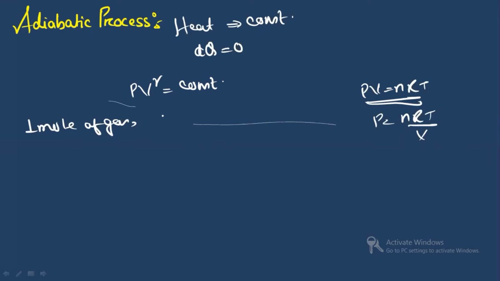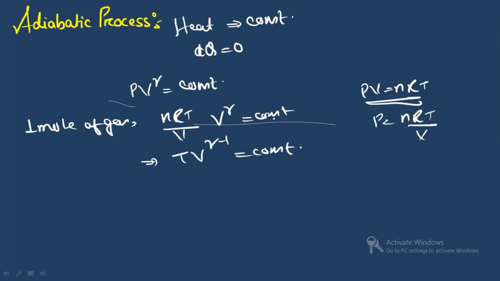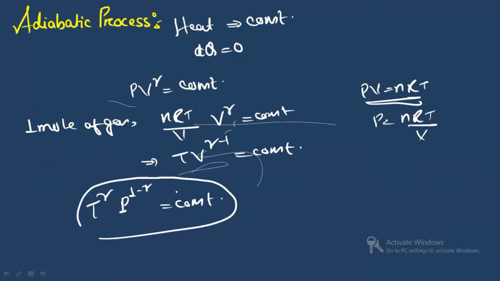So if you substitute here this value of P, nRT by V, to the power gamma equals to what? Constant. So this will give you T V to the power gamma minus 1 equals to constant, because n and R are constant terms. Also you can write that T to the power gamma, P to the power 1 minus gamma, this is also constant. Alright, this is another relation that you can find.